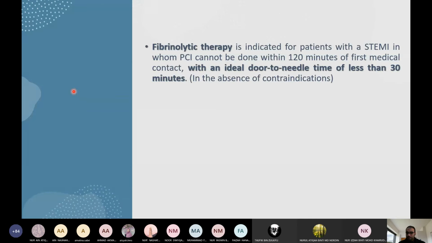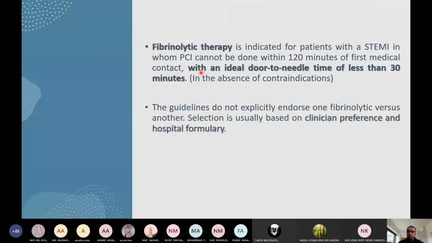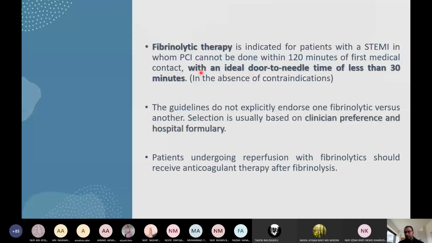Fibrinolytic therapy, as we mentioned, I made this one in writing just to confirm the information I already presented earlier in the algorithm. So this one is indicated for patients with STEMI whom the PCI cannot be done within 2 hours, 120 minutes, of first medical contact. The ideal door to needle is less than 30 minutes. Door to needle, just enter and the needle for the injection. The guidelines don't prefer one agent over the other. It depends on every place, what is available: alteplase, tenecteplase, whatsoever.